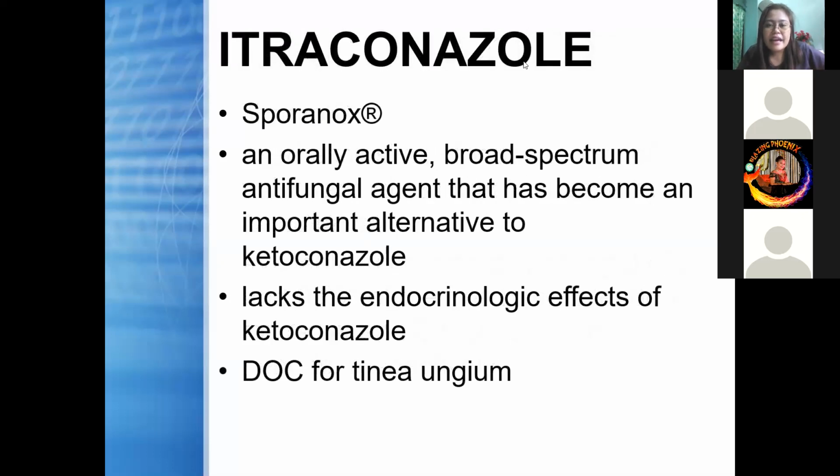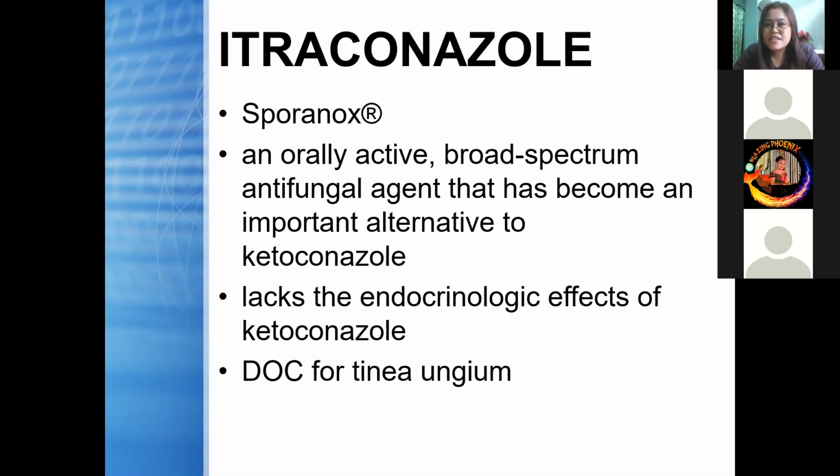Okay? And then the itraconazole, its brand name is Sporanox, I'm not sure, but anyway, we have Sporanox in the market. Just like ketoconazole, this is also a broad spectrum azole antifungal. This has become an alternative to ketoconazole. And its advantage over ketoconazole is that it lacks the endocrinologic effects of ketoconazole, meaning it has no effect on androgen and does not cause gynecomastia. So that is its advantage.